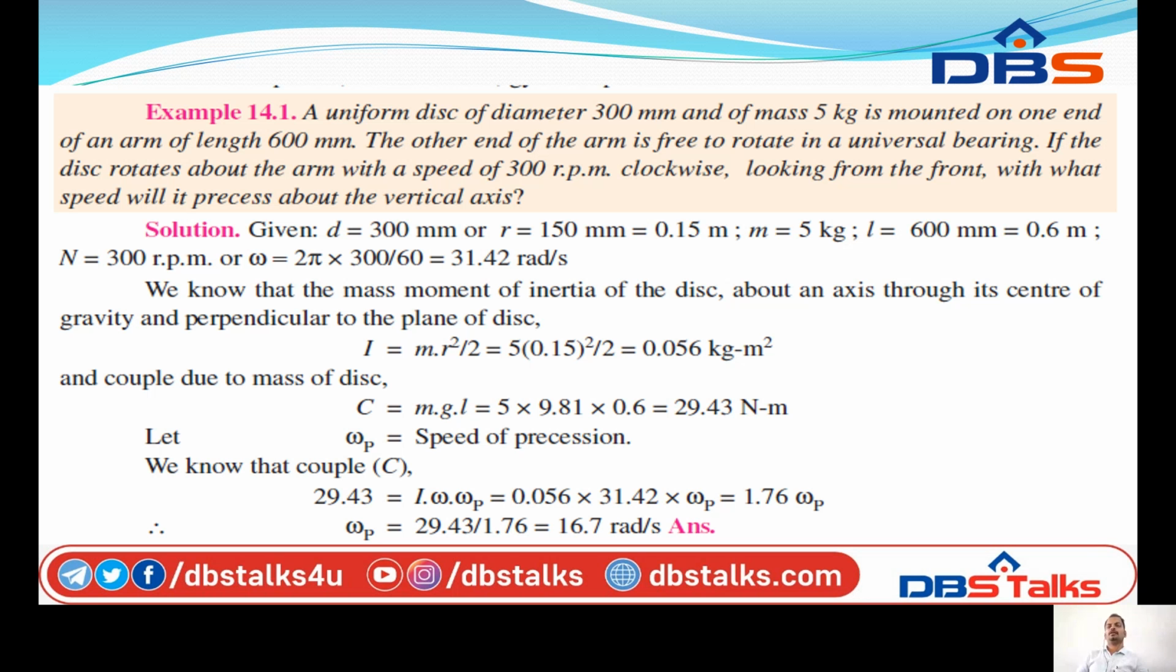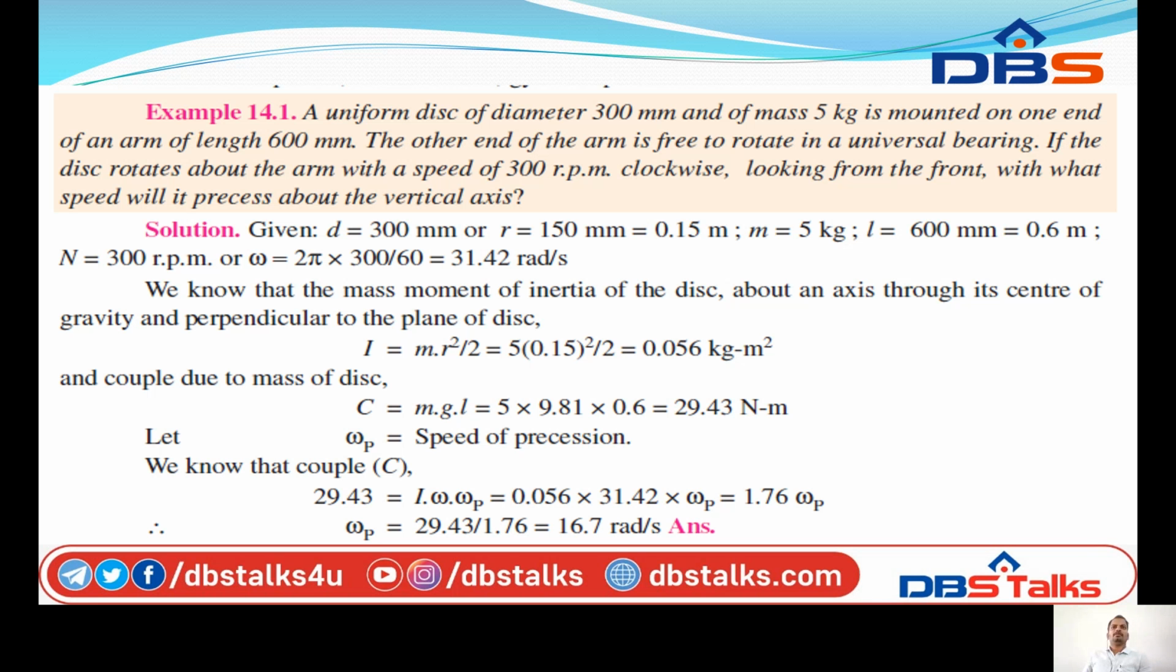When we see from the front, it looks like it is rotating anticlockwise, but here we are given the information that, looking from the front, the disk is rotating in the clockwise direction. Whatever direction is given in the question, we need to follow it for solving. With what speed will it precess about the vertical axis? That is, we need to find the speed of precession of the spinning axis.